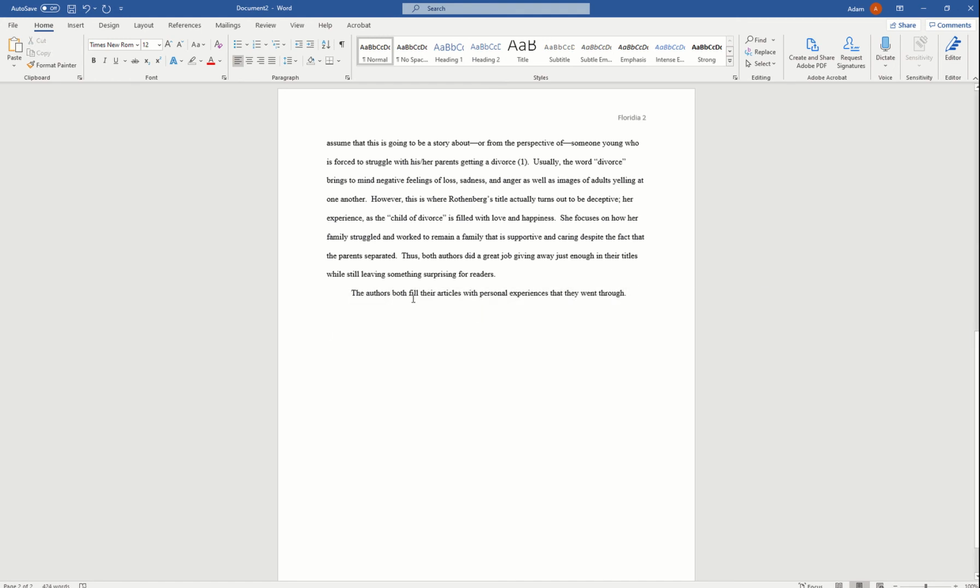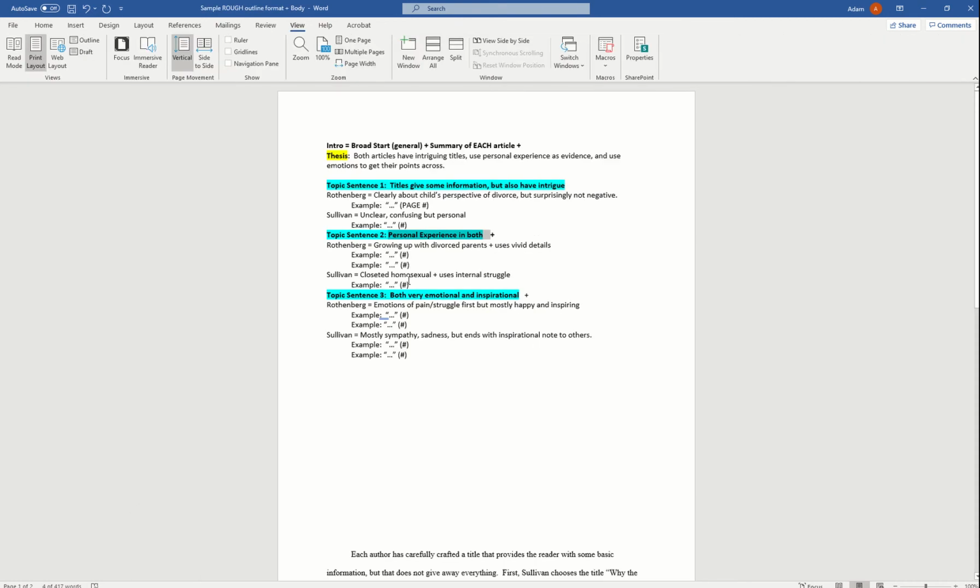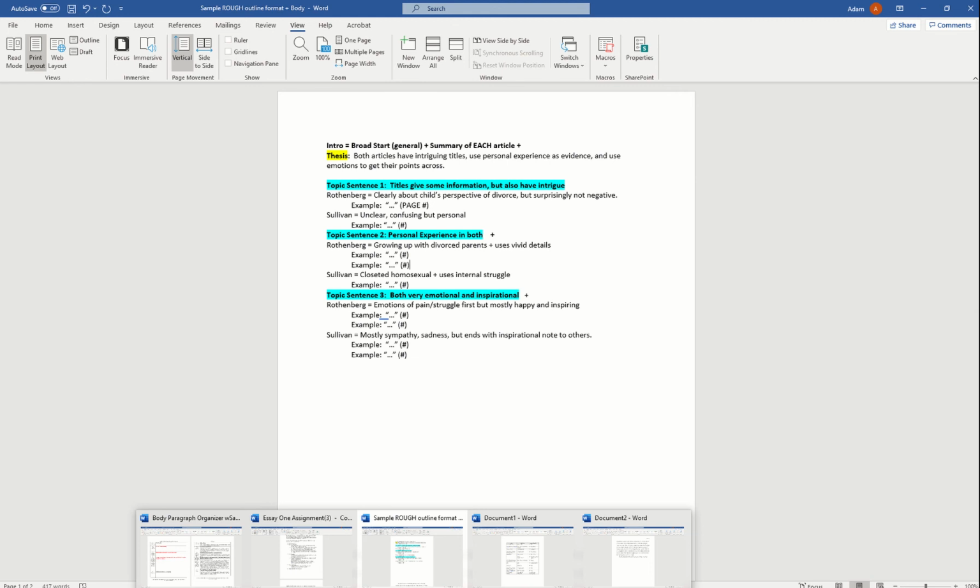I turned it into a sentence, but that was really simple because I knew what was coming next. I looked at my outline and saw that after I use those examples, I'm going to go on to my next paragraph: Rothenberg growing up with divorced parents and uses vivid details. Okay, you know what? I actually have a sample on that too.